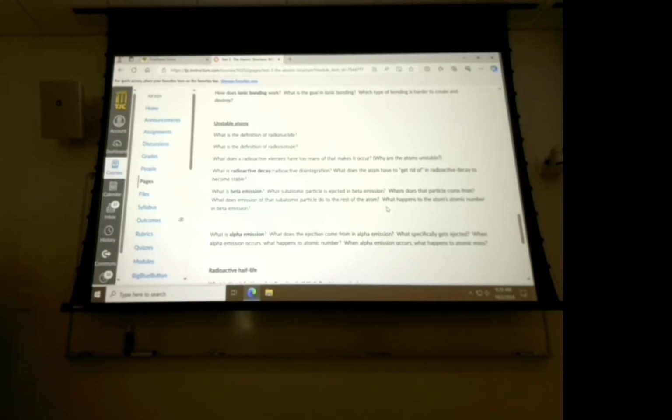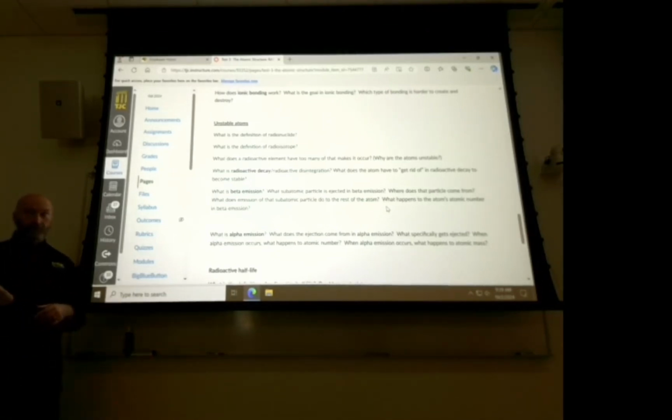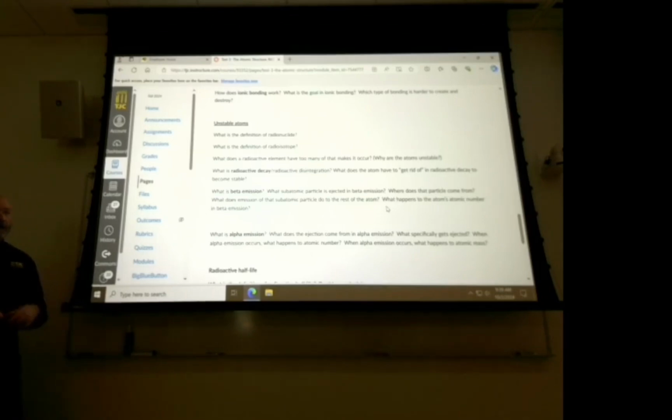So we talked about beta emission and alpha emission. Beta emission was essentially kicking out an electron from the nucleus of the atom. And with beta emission, since we take a neutron and we kick an electron out of it, what do we get from that neutron? What does it become?